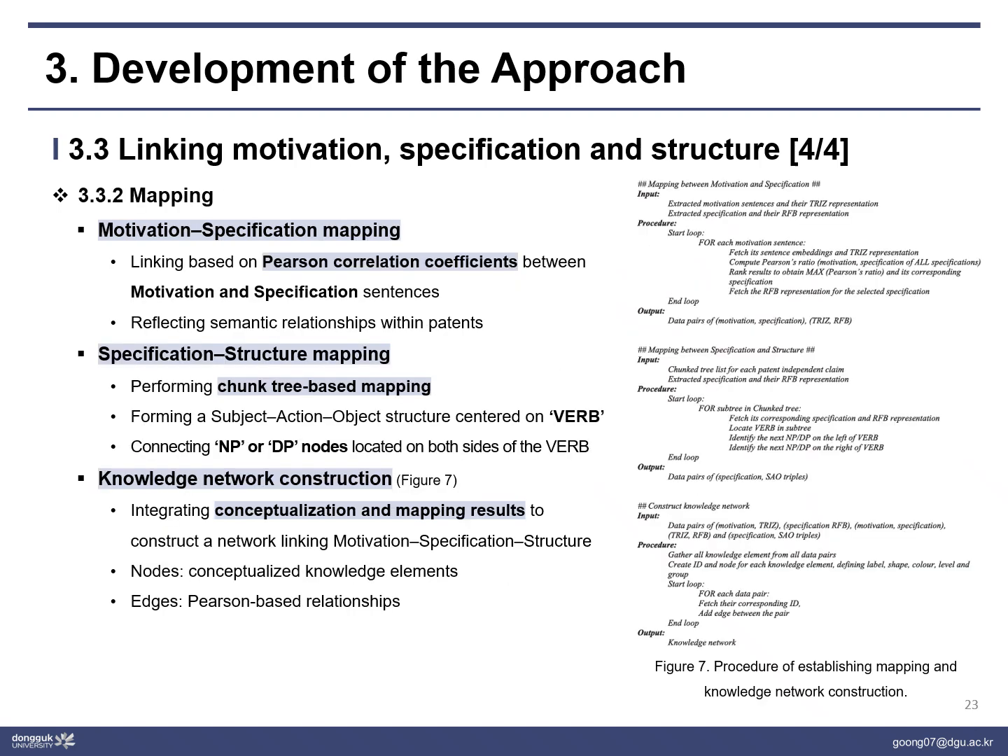Motivation and specification mapping is connected based on the Pierce correlation coefficient. This can reflect the semantic relationship within the patent. The connection between specification and structure is performed using chunk tree-based mapping. An SAO structure is formed centered on the verb, and MP or DP on both sides of the verb are connected. As a result, a knowledge network is built by integrating the conceptualization and mapping results.